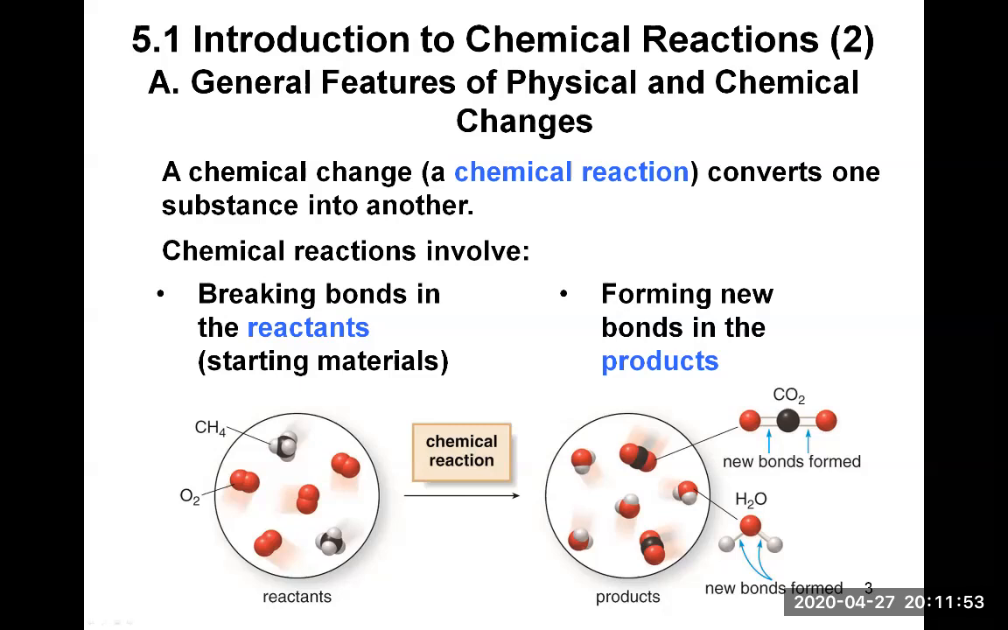And here you are producing carbon dioxide, CO2. So now the oxygen is bonded to the carbon, and the oxygen is bonded to the hydrogen, in the molecule of water. So you form new bonds between oxygen and hydrogen, and between oxygen and carbon, bonds that didn't exist before. So you broke bonds in the reactant, and you formed new bonds in the product, and that's how you make new substances. So that's what a chemical reaction is. It's a chemical change.